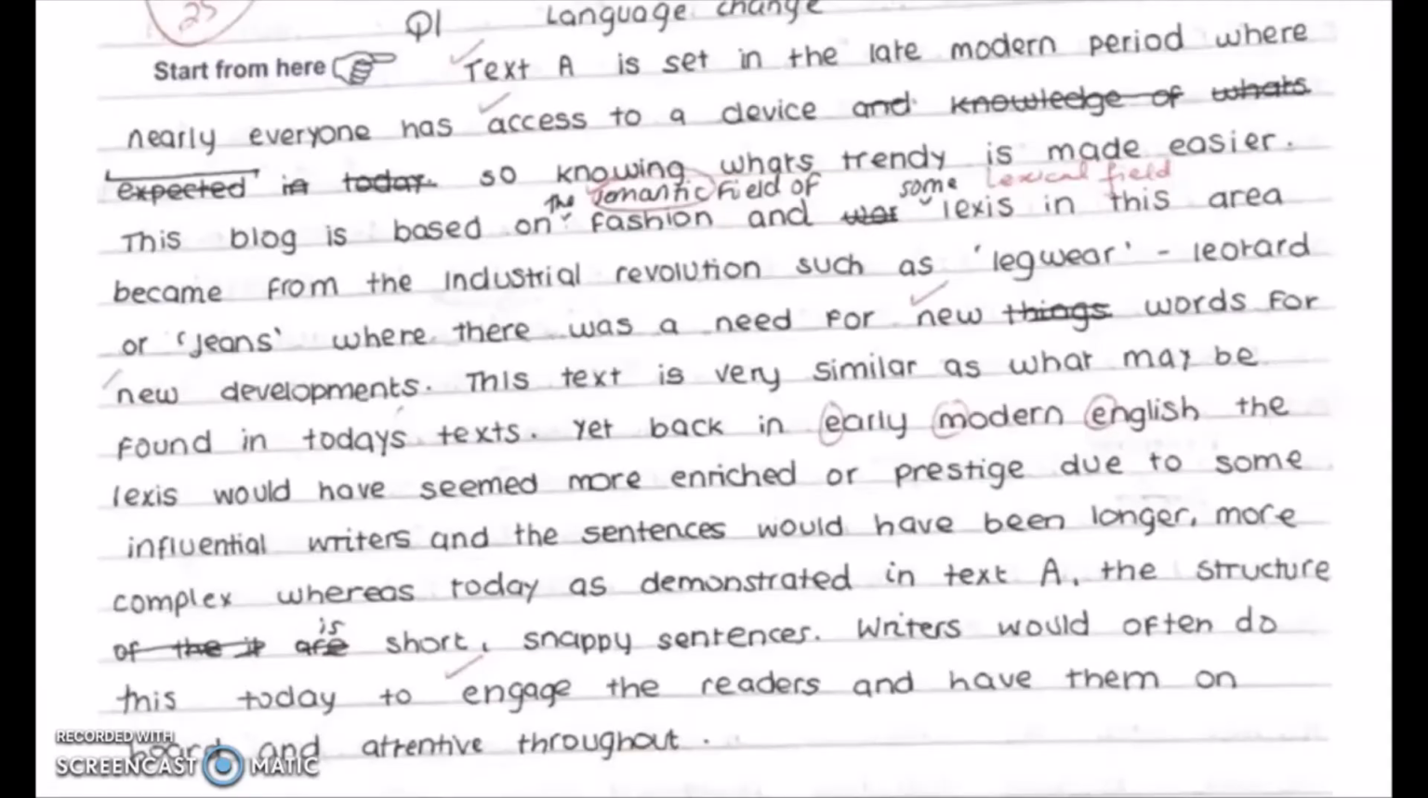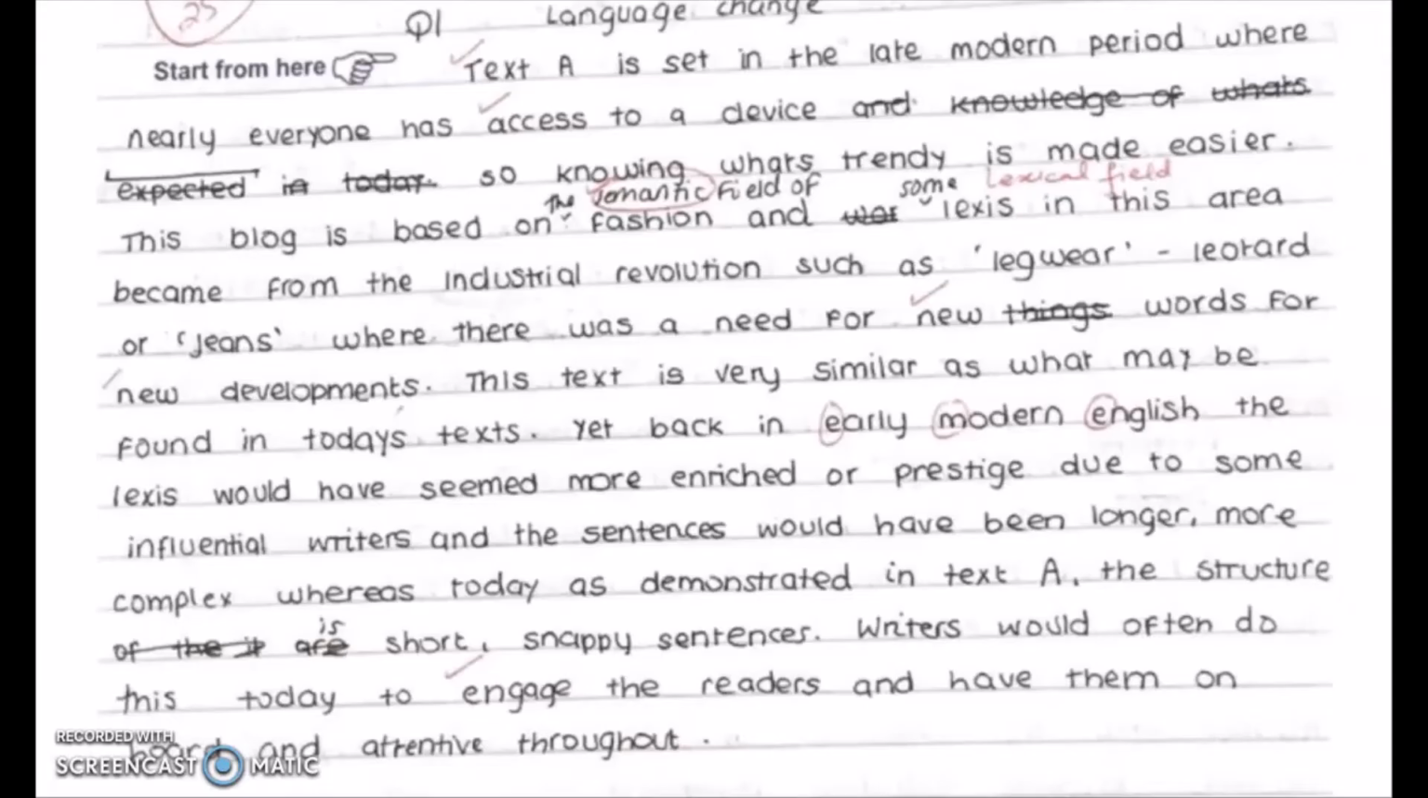The most important aspect of this video is to tell you how to write an effective response in exams. For this, I have a sample response for you. You begin your response with an introduction that identifies the context of text A. Like, text A is set in the late modern period, in which nearly everyone has access to a device, so knowing what's trendy is made easier.